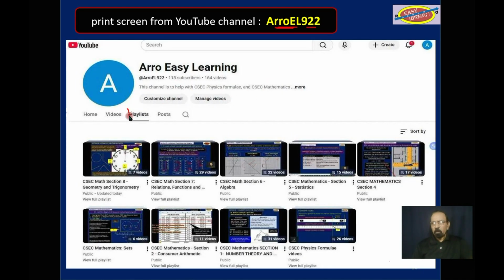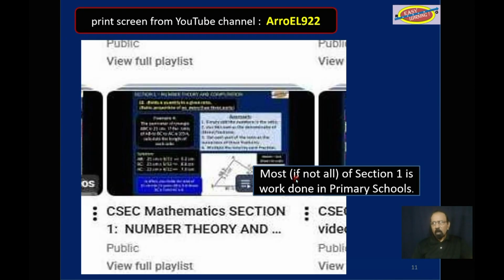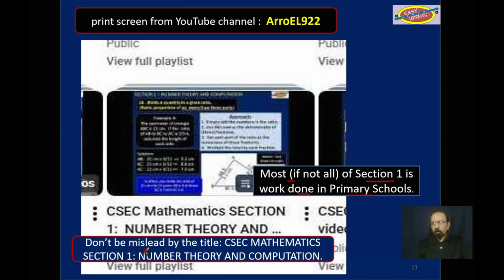If you rearrange it in playlists, you will notice there are a number of playlists, but the one I am talking about right now is this one here, which is section 1. As I said, most, if not all, of section 1 is work done in the primary schools. Don't be misled by the title, CSEC Mathematics, section 1, Number Theory and Computation. It is not as difficult as it sounds.